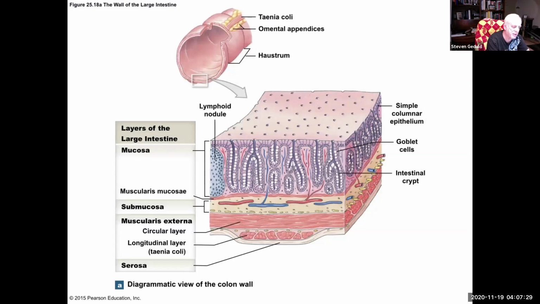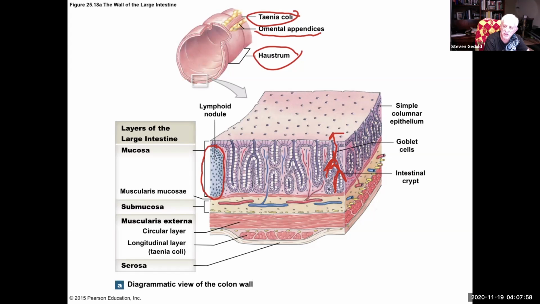This is your omental appendices, your fat deposits around it. Taeniae coli are your muscles, and your haustra are your divisions. You have large lymphoid nodules embedded in the intestinal walls. You have the intestinal crypts, which are areas that dig down in between here. This is where goblet cells are. These are your goblet cells in the crypts, and they produce mucus that helps coat the undigested material.